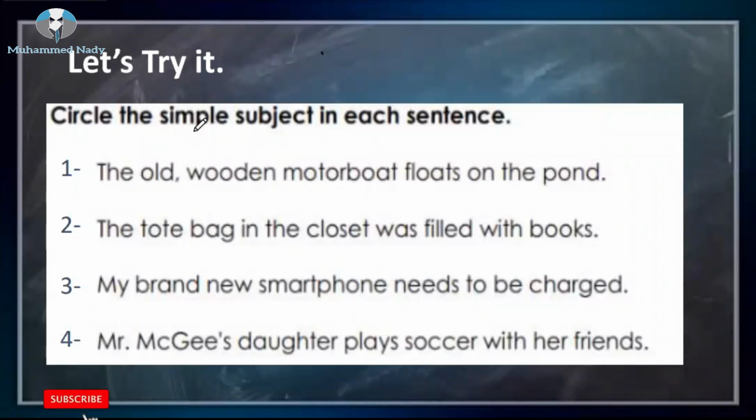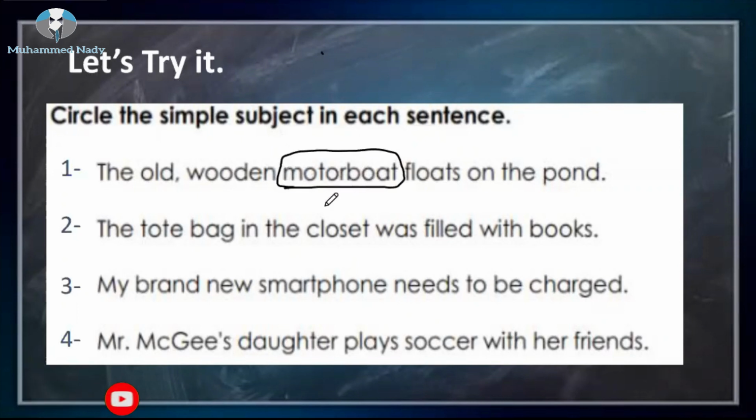Okay, circle the simple subject in each of the sentences. The old wooden motorboat floats on the pond. So what do you think the simple subject in this sentence is? Very good. I hear you say the answer. The answer is motorboat. So we need to circle this.